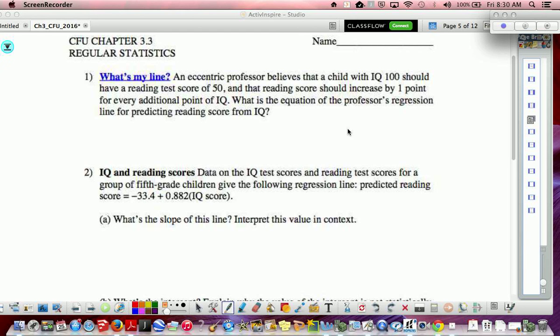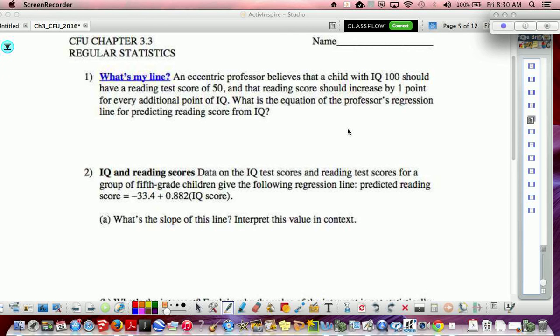Look at your CFU for chapter 3.3 where we're focusing on our linear regression equation, finding the slope and y-intercept and interpreting those in context of the problem. So in number one it says, what's my line? An eccentric professor believes that a child with an IQ of 100 should have a reading test score of 50 and that a reading score should increase by 1 point for every additional point of IQ. What is the equation of the professor's regression line for predicting a score from IQ?